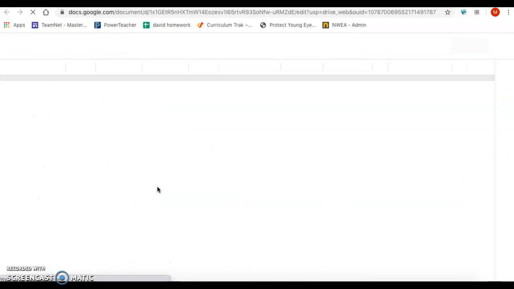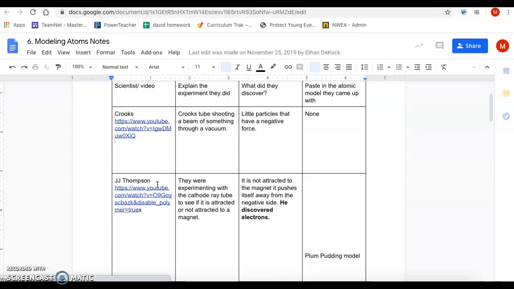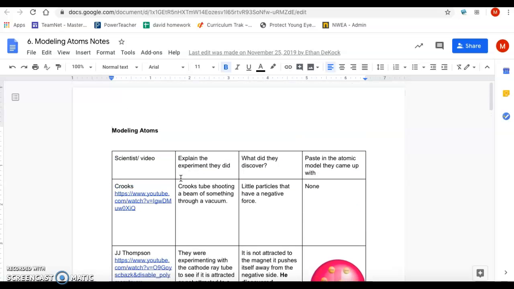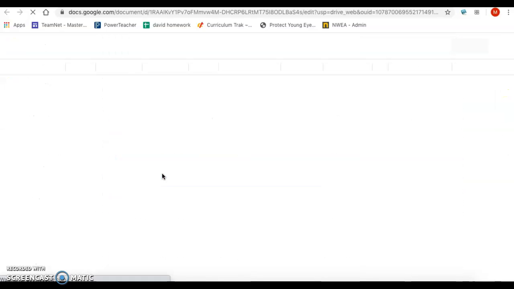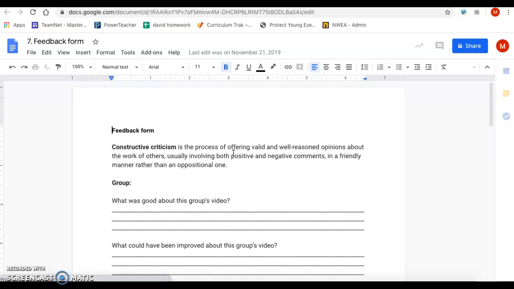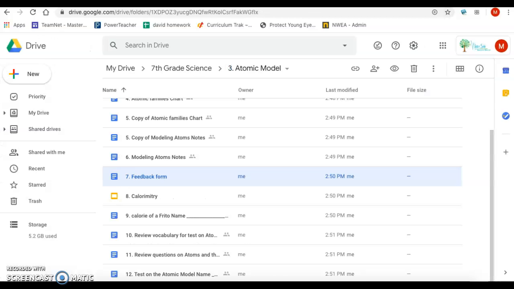Modeling atom notes. Let's see here. Oh, that's what we were talking about before. That was the jigsaw activity that we did. Feedback form. As the kids looked at the prezzies, I just had them give feedback to the group that was presenting. We did spend some time to talk about what's constructive criticism, what's helpful criticism, so that you didn't get just dumb things, but you got real good constructive criticism and how to hone our communication skills.